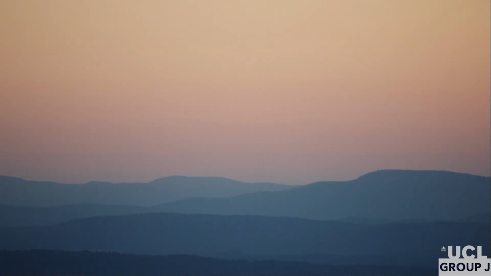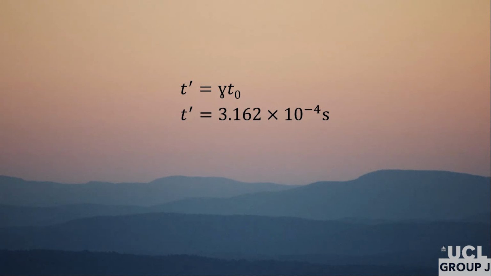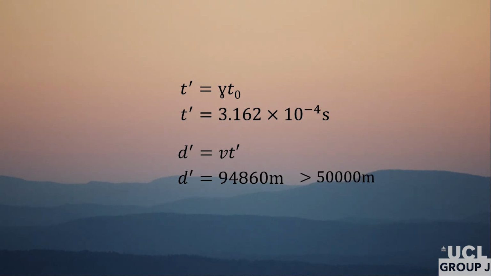To an observer on the ground, the lifetime of the muon appears to have increased by a factor of gamma according to time dilation. T prime, the lifetime of the muon, appears to be equal to 3.162 times 10 to the minus 4 seconds. We can then use classical physics to see how far it would travel. We find the answer to be about 95,000 meters, so the muon can easily reach the Earth's surface.